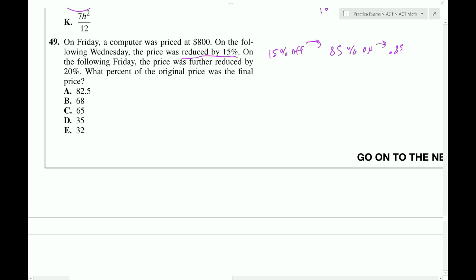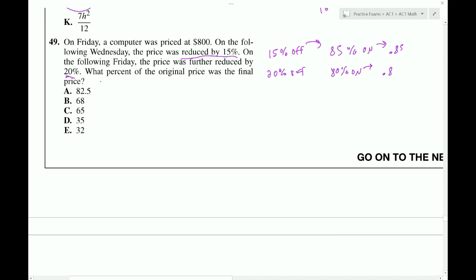Good. On the following Friday, the price was further reduced by 20%. So that's 20% off, okay, which is 80% on. So that's going to be a multiplier of 0.8. What percent of the original price was the final price?